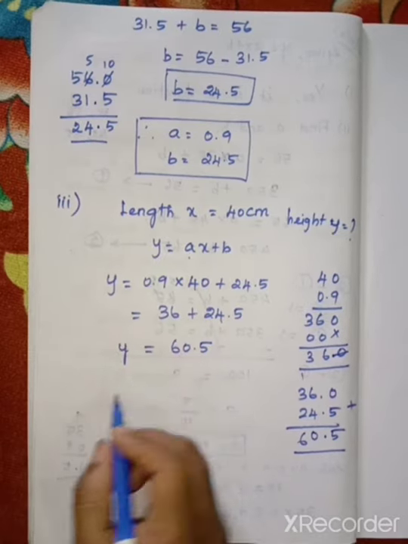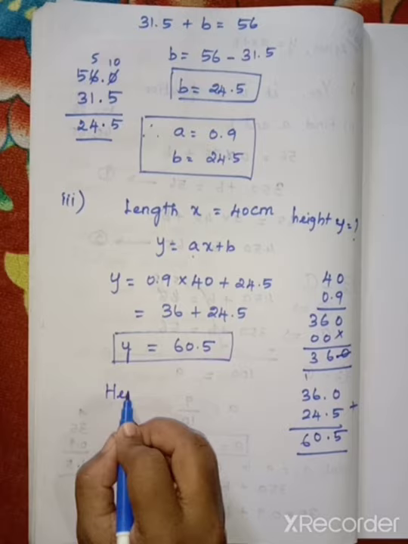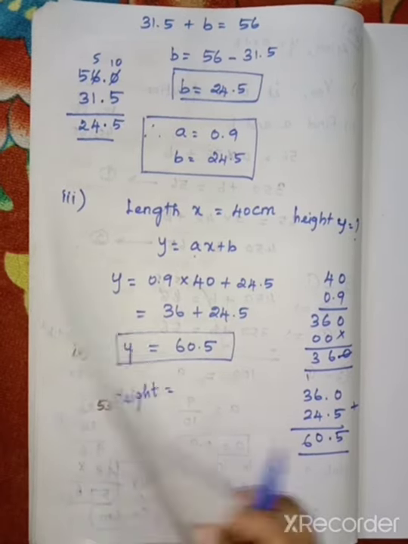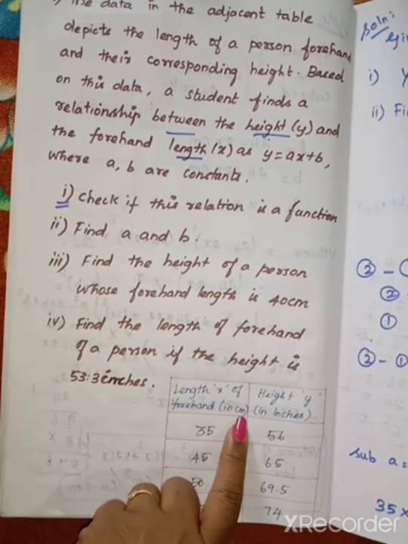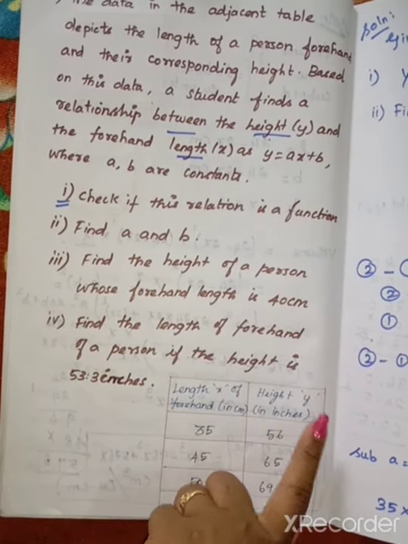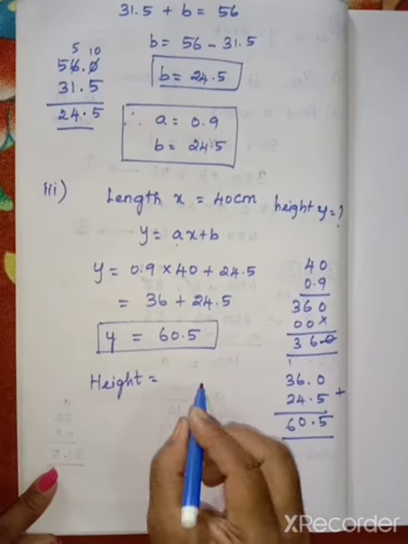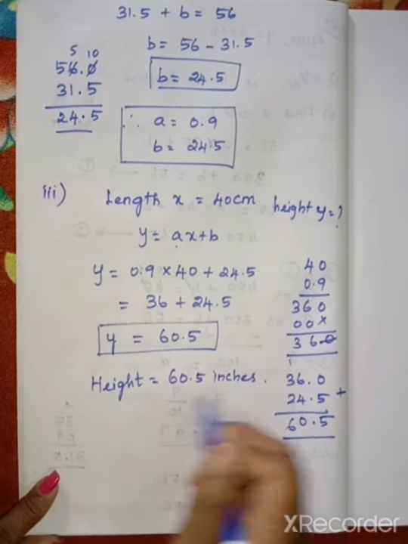So y equals 60.5. So that is the height. They mention in the tabular column itself that length x is considered in the unit of centimeters and height is considered in inches. So here the height equals 60.5 inches.